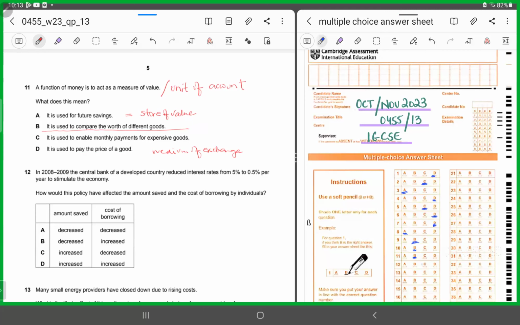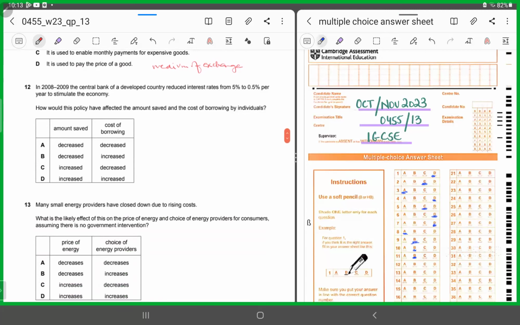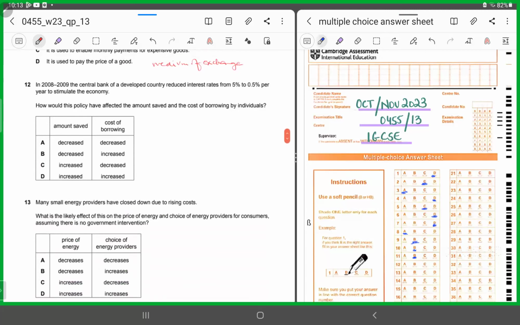All right. Number 12. In 2008 to 2009, the central bank of a developed country reduced interest rates from 5% to 0.5% per year to stimulate the economy. They've given you the reason that the central bank has reduced the interest rate from 5% to 0.5%. And the reason behind doing so was because they wanted to stimulate the economic activity in the economy.